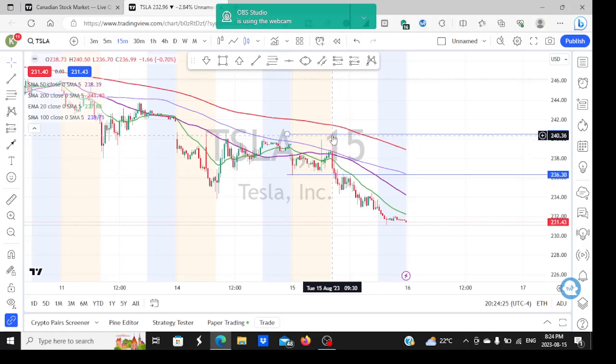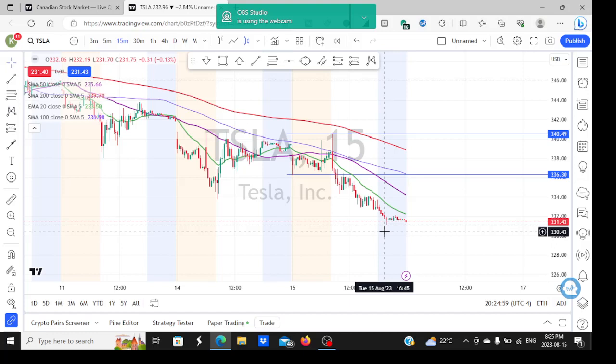But if I had left my stop here or at least moved it to break even, I would have gotten from 236 to 231. That's like, wow, that was a really good trade. A real down day for Tesla, for sure.